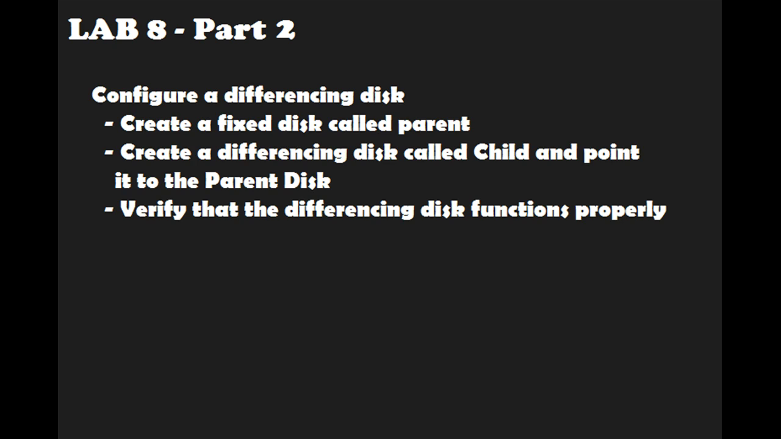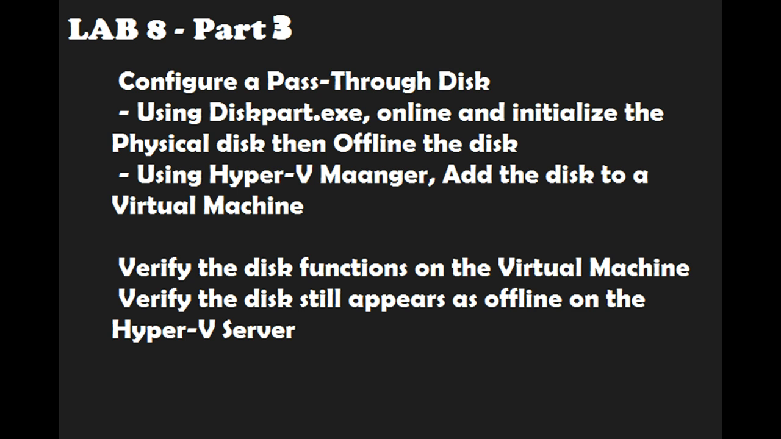Part 2 of Lab 8, we configured a differencing disk. First thing we did is create a fixed disk called parent. Then we created a differencing disk called child and pointed it to the parent disk, and we verified that the differencing disk functions properly.